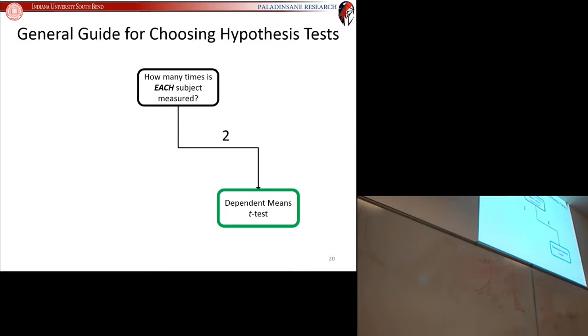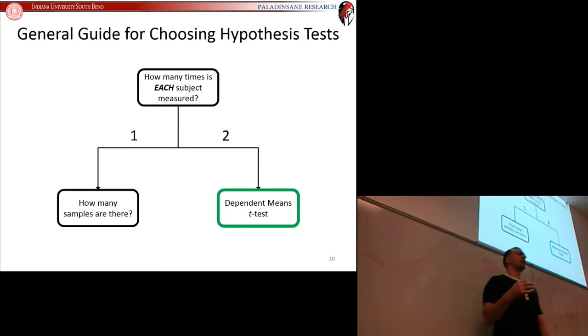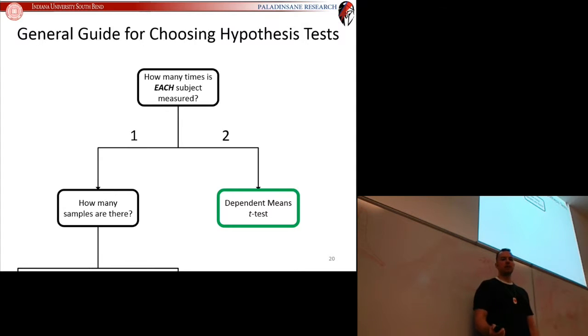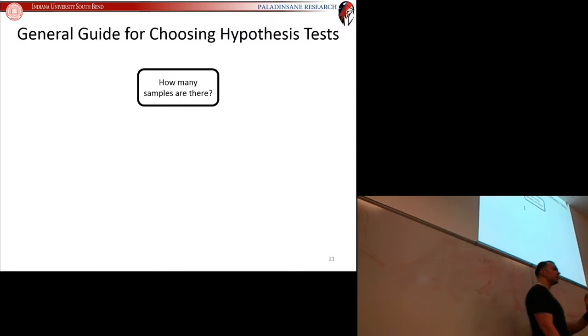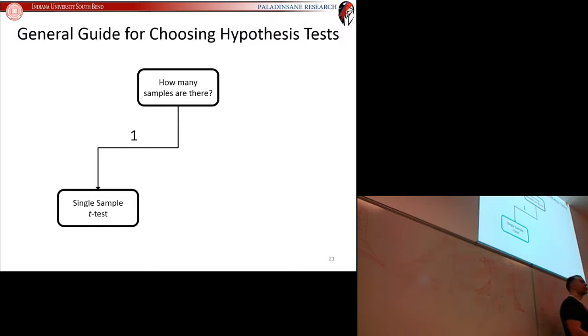On the other hand, sometimes your subjects are only measured once. If they're only measured once, the last thing you have to ask yourself is how many distinct samples there are in your experiment. If there's only one sample, one group of subjects, and they were all treated the same way, then that is a single sample t-test, and you're done.